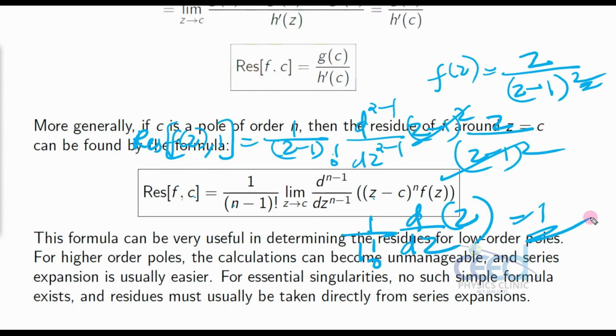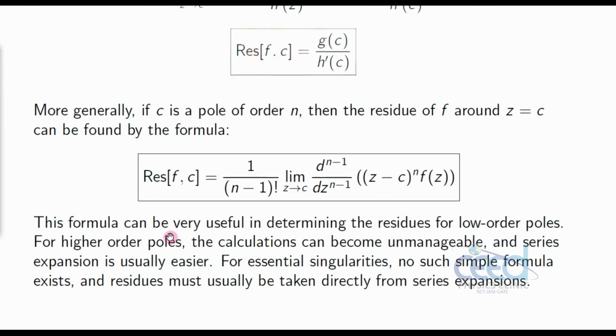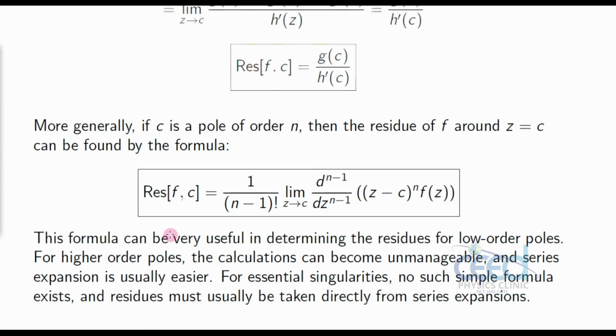So this is the answer. This is the method to find residues at multiple poles. That means when higher order poles come, you can use this formula. Now in the next session we can do some more problems based on these two rules. Thank you.